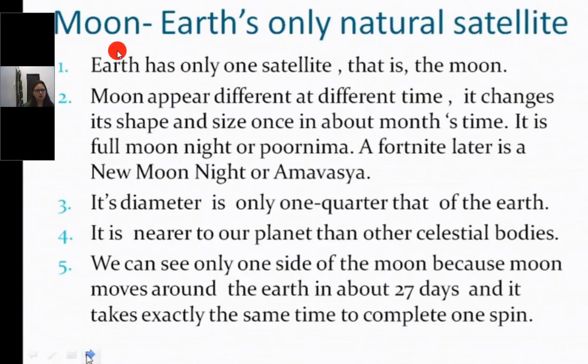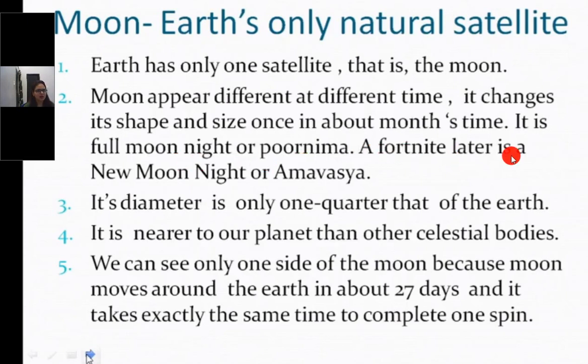The Moon appears different at different times. When you see the moon, it has many shapes. It changes its shape and size once in about a month's time. It is full moon night, or Purnima. When you see the full moon, it's called Purnima, and a fortnight means 15 days. Later is a new moon night, or Amavasya. After 15 days, it's called Amavasya, or new moon night. Here the main points are full moon night called Purnima and new moon night called Amavasya.